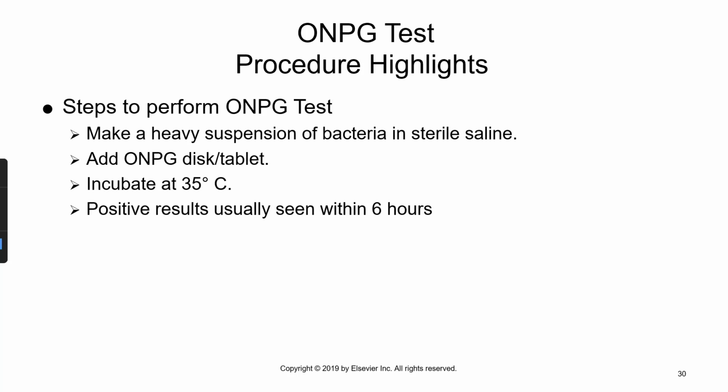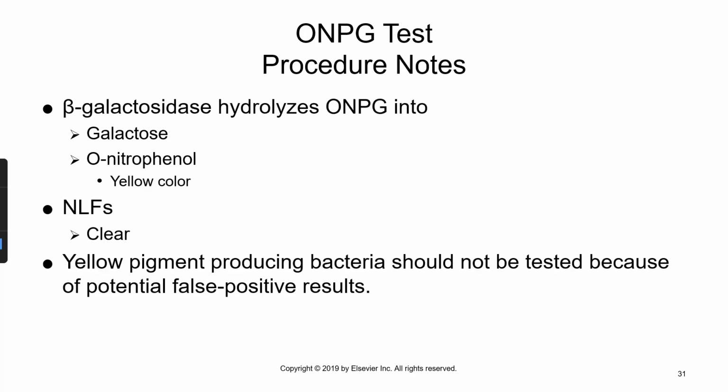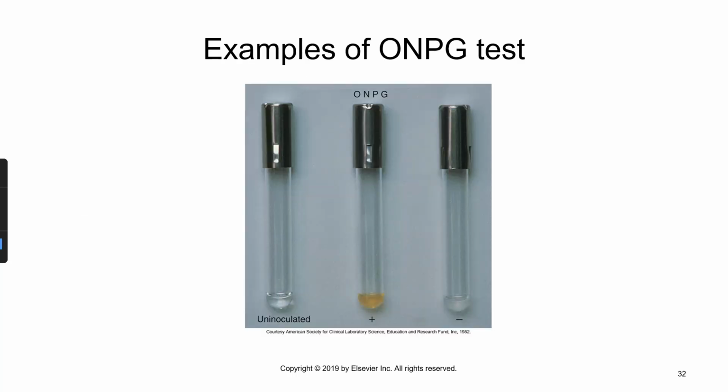ONPG test, steps to perform it: you make a heavy suspension of bacteria in sterile saline, add one ONPG disc or tablet, incubate at 35 degrees Celsius, and positive results are usually seen within 6 hours. Beta-galactosidase hydrolyzes ONPG into galactose and o-nitrophenol, which produces a yellow color. Non-lactose fermenters remain clear. Yellow pigment-producing bacteria should not be tested because of potential false positive results. So here are examples of the ONPG test. This would be a positive with the yellow color change, and this is negative.